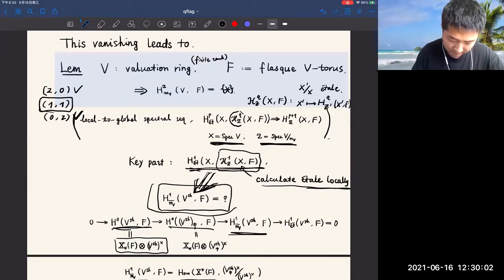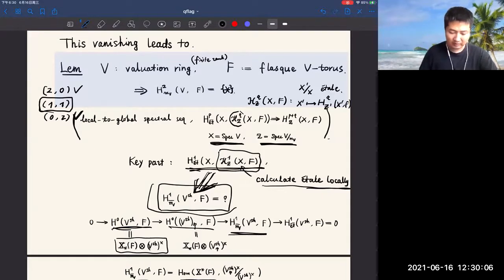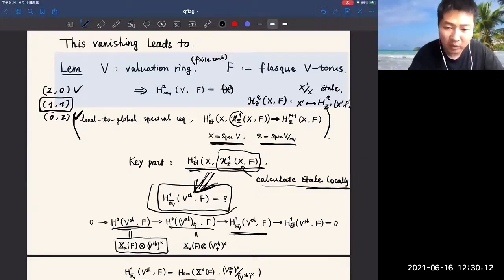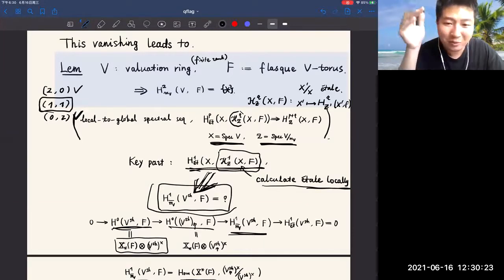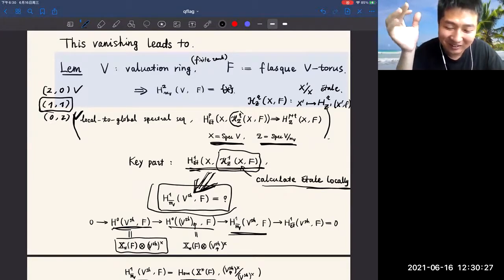I think so. First, we can calculate locally, but maybe there are some changes of value groups. I'm not sure, because for semi-local valuation rings, the value group, I don't know how to control the behavior.